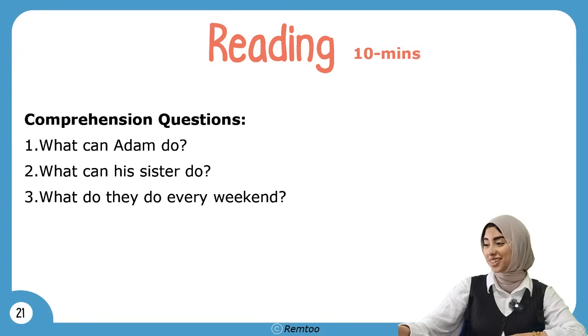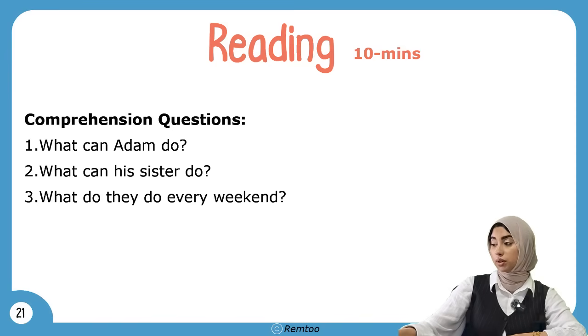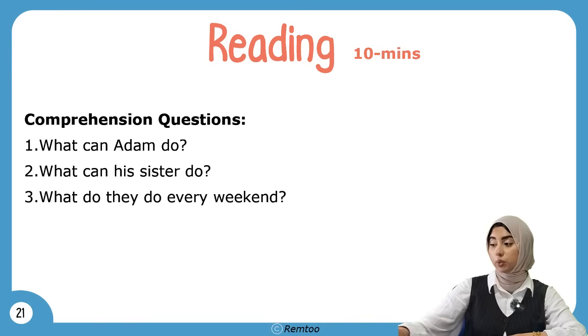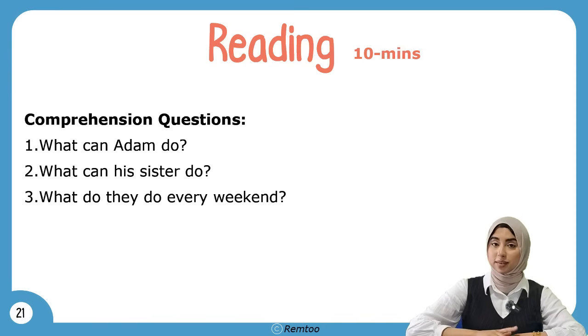Okay, that's awesome. All right, so let's answer the questions together. Question 1, what can Adam do? Yes, he can run fast and jump high. Okay. Question 2, what can his sister do? Yeah, she can swim like a fish. Perfect. 3, what do they do every weekend? Yes, they train every weekend. Good job. Okay, so let's see the grammar part.